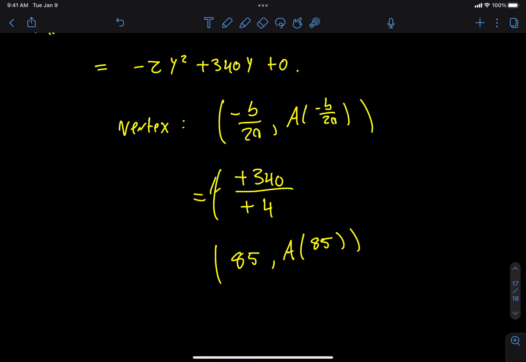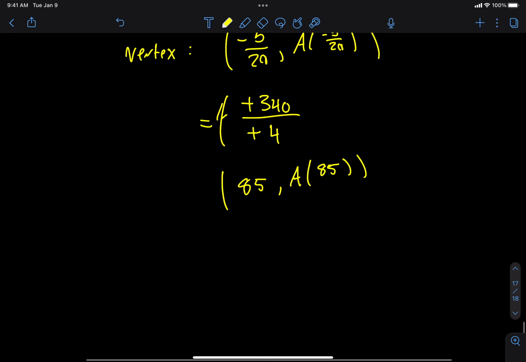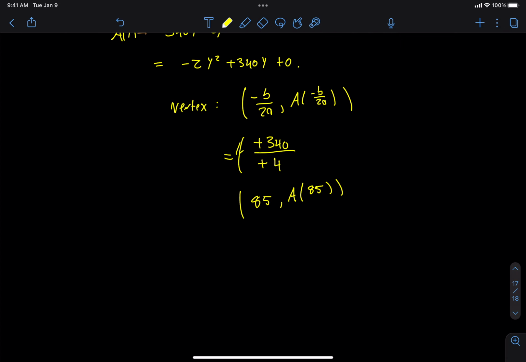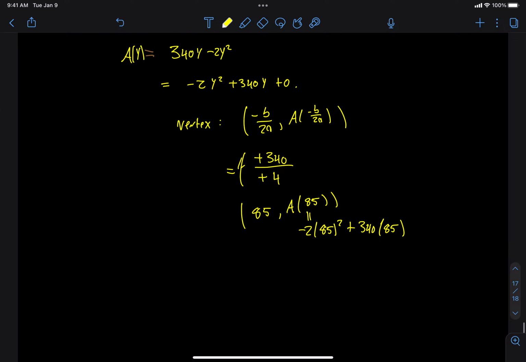How do I figure out what a of 85 is? You plug it in here. So that would be like, you know, negative 2 times 85 squared plus 340 times 85. Whatever that number is.